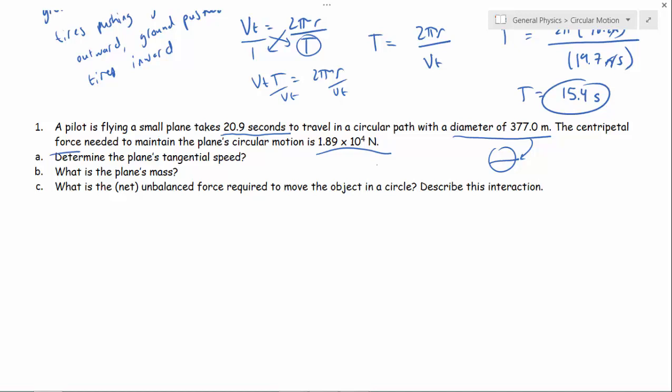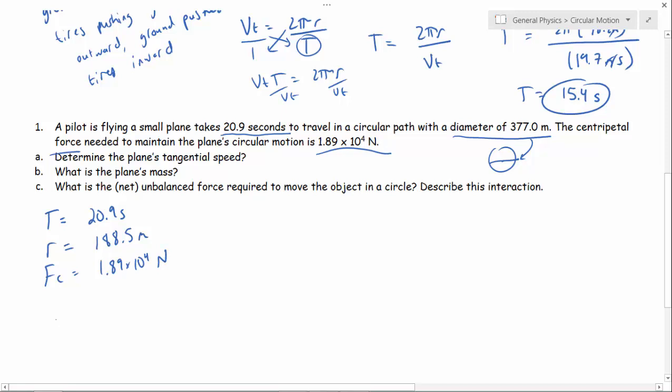So I'm going to start by reading through the problem. It gives me a time to go around once, and that's going to be the period. It was 20.9 seconds. The next piece of information it gives me is the diameter, and I'm going to divide that by 2 so that I can figure out the radius, because all my equations deal with the radius. It also gives me the centripetal force acting. It was 1.89 times 10 to the 4th newtons, and it's asking to solve for the tangential speed of the plane.